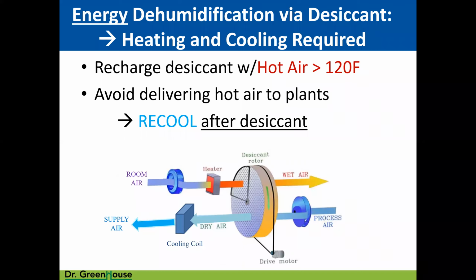Desiccant. Well, we have to recharge that desiccant with really hot air, at least 120 degrees. Well, now we don't want to deliver 120 degrees to our plants. So what do we do? We cool it. So now we're heating and then we're cooling, right? I mean, we've swapped positions almost.